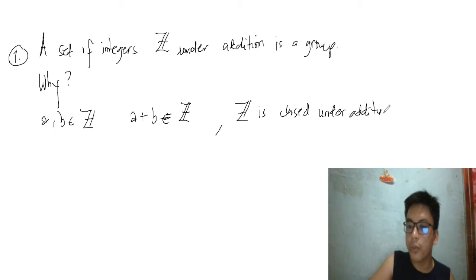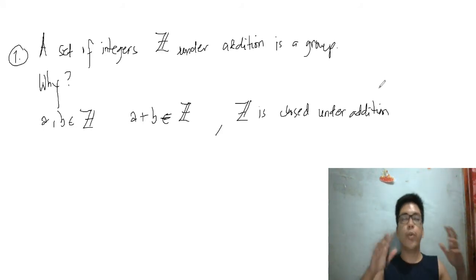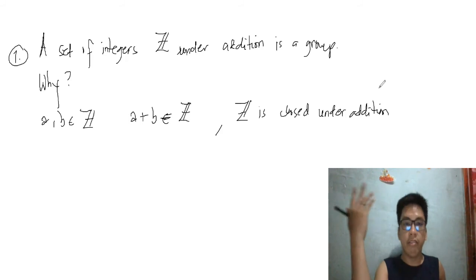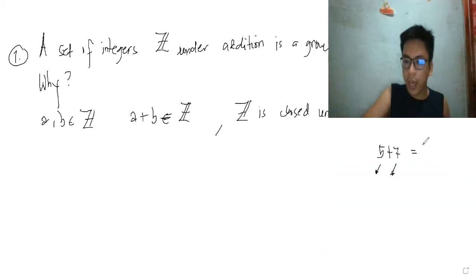So that means closure property holds with respect to addition. So for you to be able to visualize that, let's consider integers, let's say 5 and 7. So this is not part of the proof. I'm just showing you an illustration. 5 here is an integer, 7 is an integer, and if you add that, that's going to be 12. 12 is an integer. That's it.